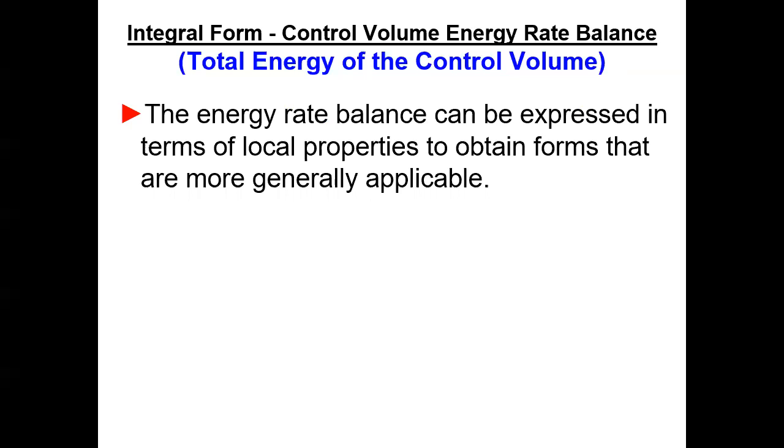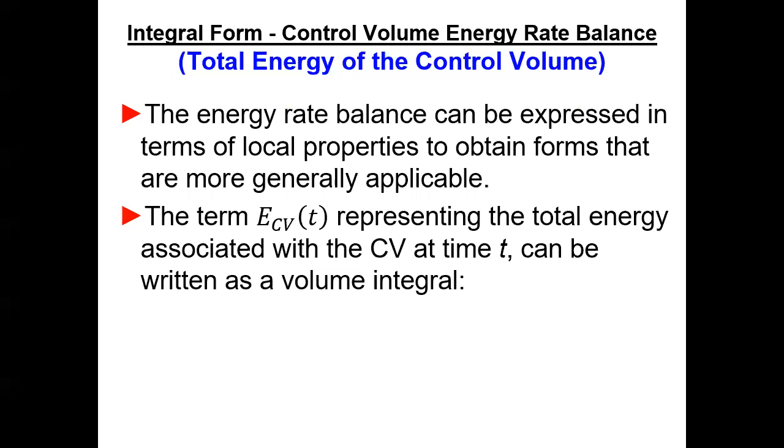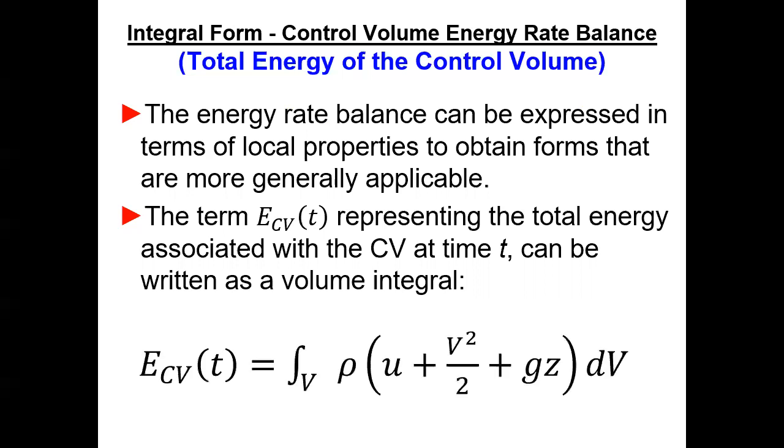The energy rate balance can be expressed in terms of local properties to obtain forms that are more generally applicable. So again, the integral formulations want to describe everything in terms of these local properties, which means we have to have functions that describe those things. The term energy in the control volume at time t represents total energy associated with the control volume at time t. It can be written as a volume integral. And there you go. I mean, it's pretty similar to what we had before.